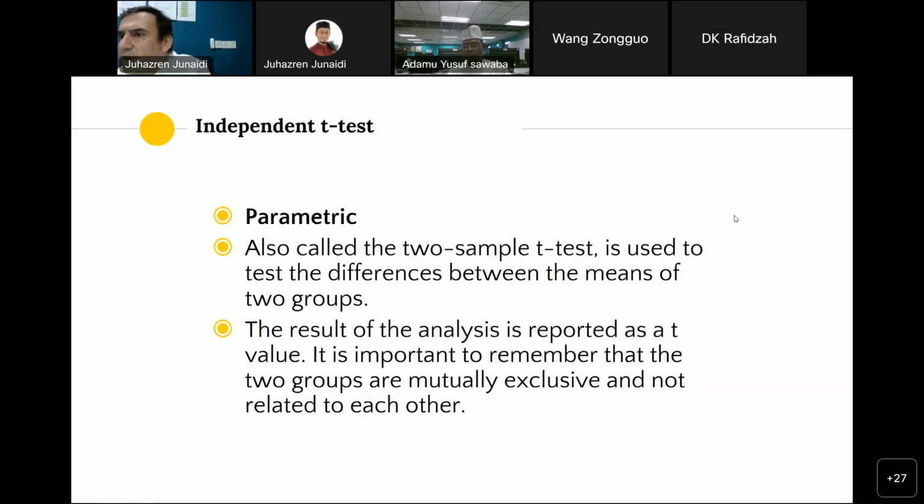Okay. Income and spending: as one increases, the other increases. Okay.